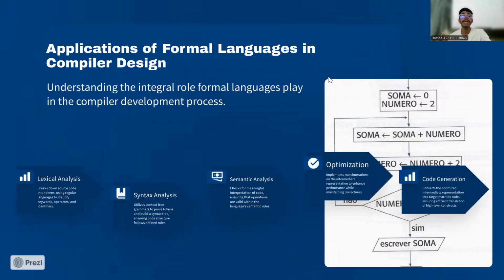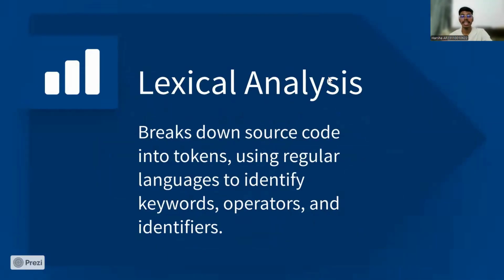And the next one is applications of formal languages in compiler design. This is very, very important in formal languages. Here we will understand the integral role formal languages play in the compiler development process. And the first one is lexical analysis. It breaks down source code into tokens using regular languages to identify keywords, operators, and identifiers. So formal languages are used in lexical analysis. It breaks the code into tokens and uses regular expressions.